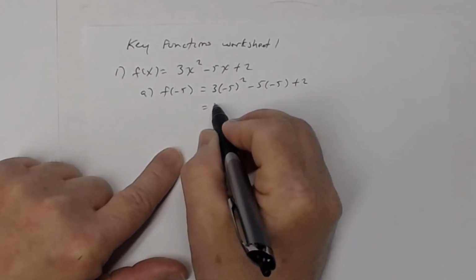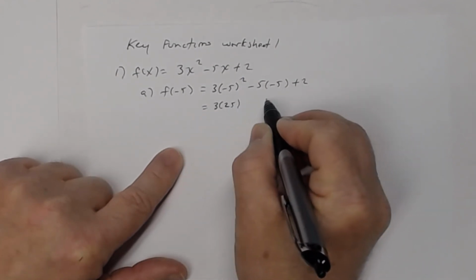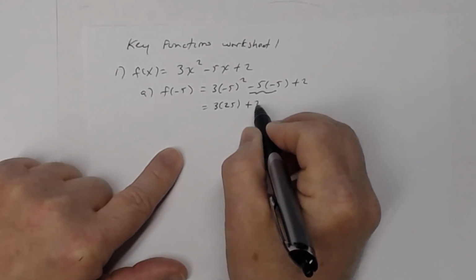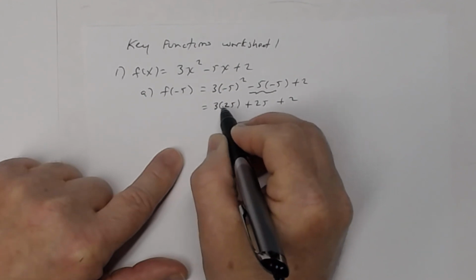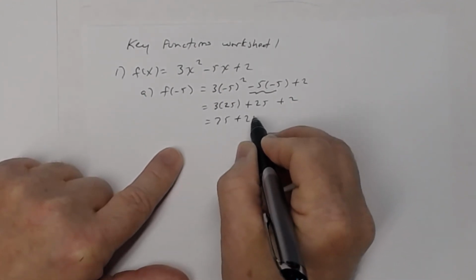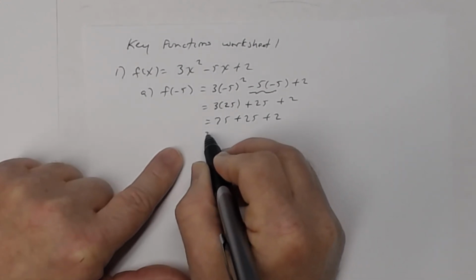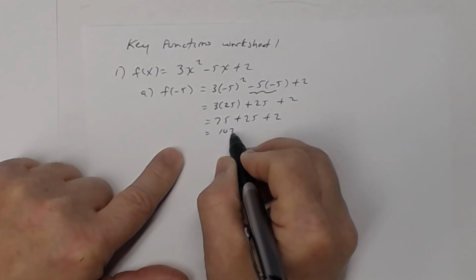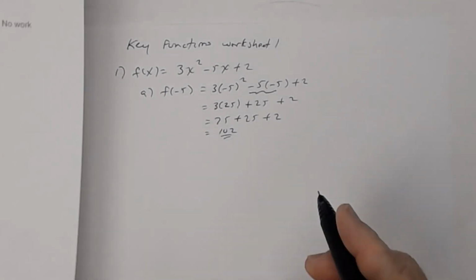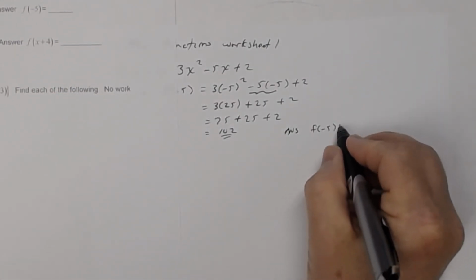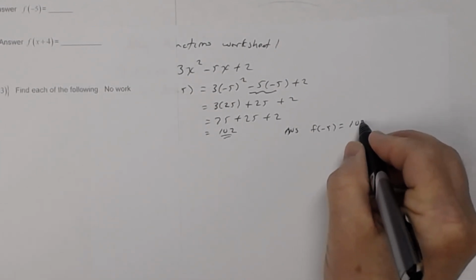Let me just go ahead and write it. So that's 3 times 25, right? And then negative 5 times negative 5 is a positive 25, and then plus 2. So this becomes 75. So we get 75 plus 25 plus 2. And then 75 plus 25 is 100, and then 100 plus 2 is 102. And so your answer, you would say f of negative 5 equals 102.